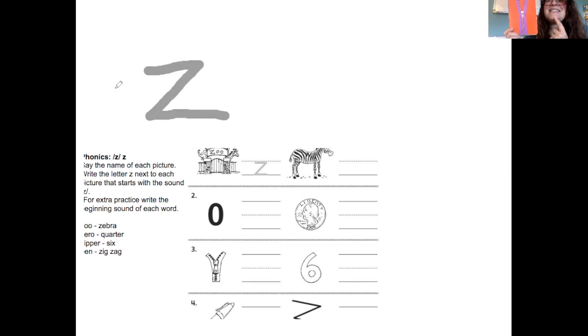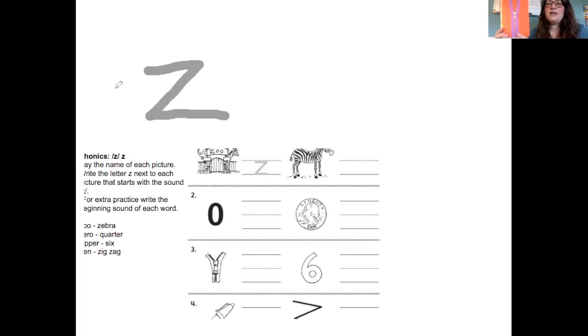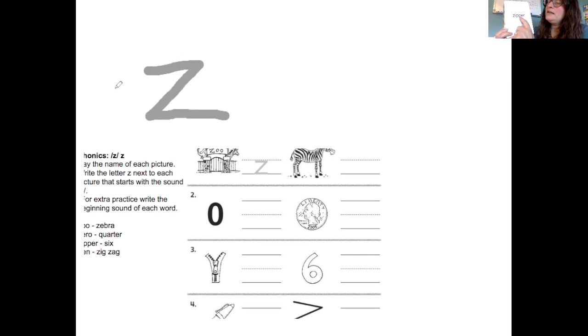Zipper. Do you hear the Z in zipper? I want you to try to say it. Zipper. Good job. Now here's how we spell it. It's a big word. Z-I-P-P-E-R.